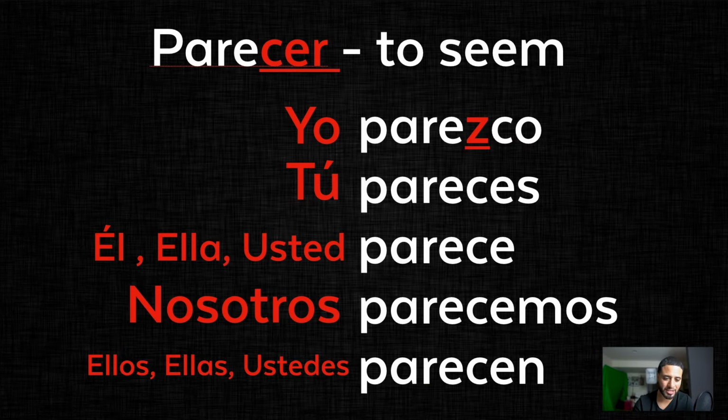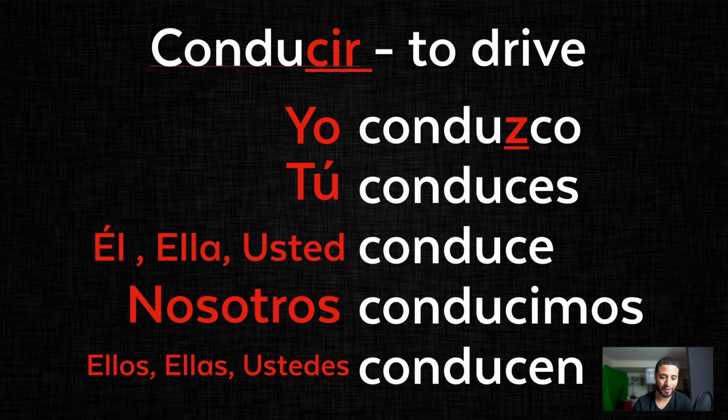All right, now the next we have parecer, to seem. So yo parezco, tú pareces, parece, parecemos, parecen. So the Z is added here. All right, we also have conducir, conduzco. So you can see a Z is implemented for all these verbs.